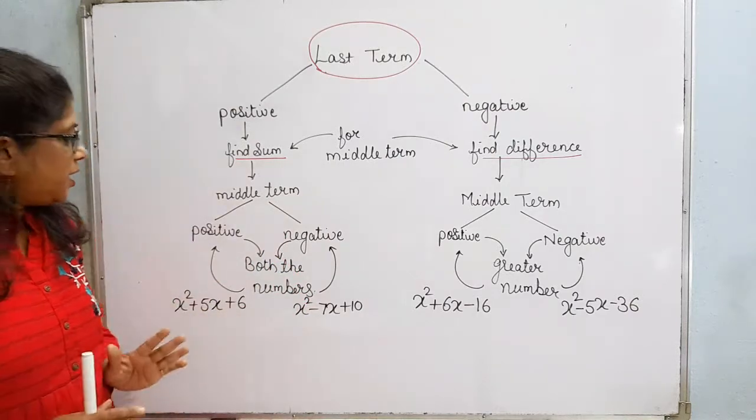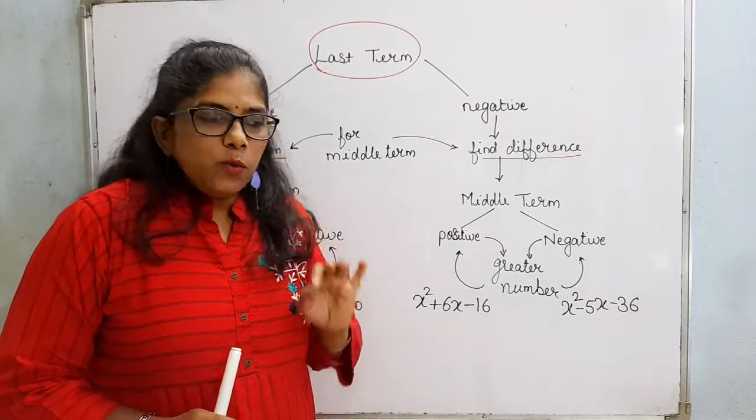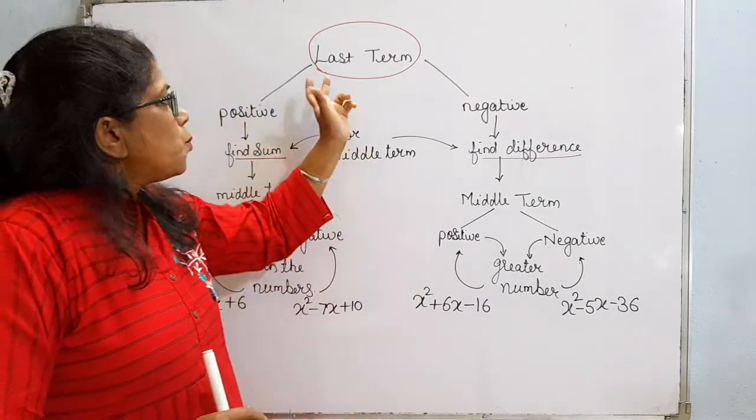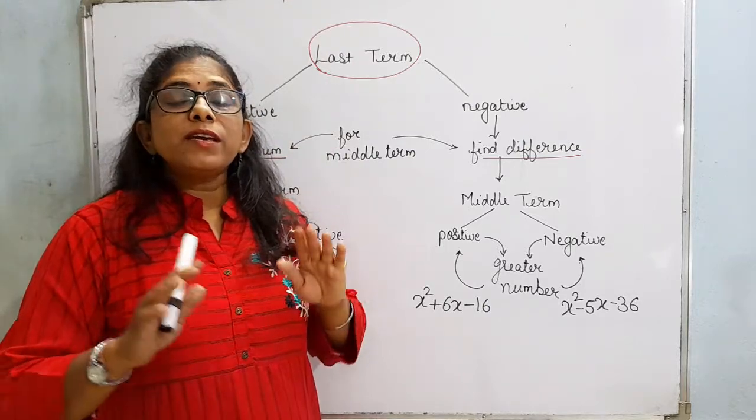Factorization by splitting the middle term is not at all difficult. If you understand just these 2 points properly, factorization is very easy.